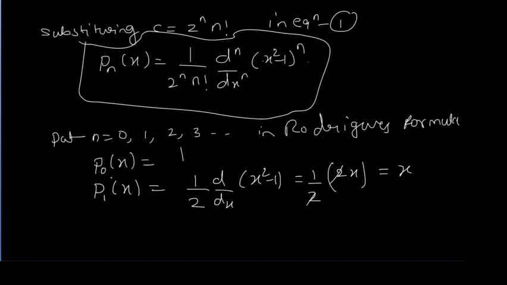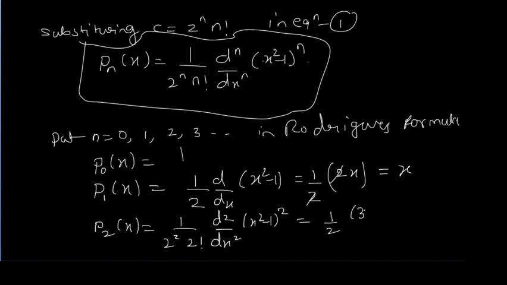Now similarly n is equal to 2. We obtain P2 of x is equal to 1 by 2 square 2 factorial. Then n is equal to 2 means d square by dx square of x square minus 1 whole raised to again n is equal to 2. Now differentiating this x square minus 1 whole square 2 times and simplify. So you will get that as 1 by 2 into 3x square minus 1. So this is P2 of x.